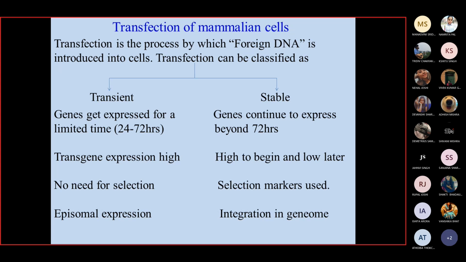In stable transfection, genes continue to express beyond 72 hours, and the expression is very high to begin with, and then it starts to become lower and lower. And in stable expression, selection markers are used. In general, the reason why we call it a stable expression is because it is integrated into the genome. So you have episomal expression in the transient, but when it comes to stable, it is because of integration into the genome. Okay, any questions?